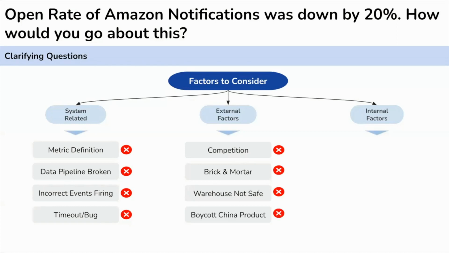The fourth factor can be related to the boycott of Chinese products, because people were very aggressive at that point of time from the COVID outbreak, hence they don't want to buy Chinese products and are overall boycotting the e-commerce platform. This can be one of the potential reasons.